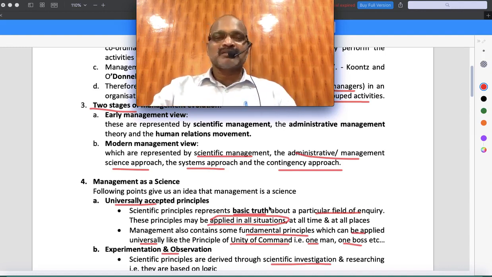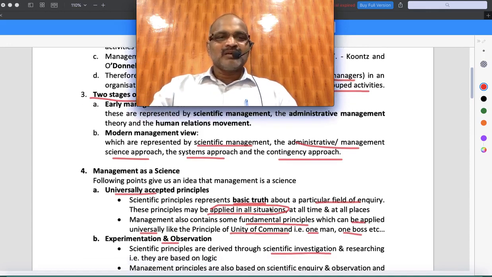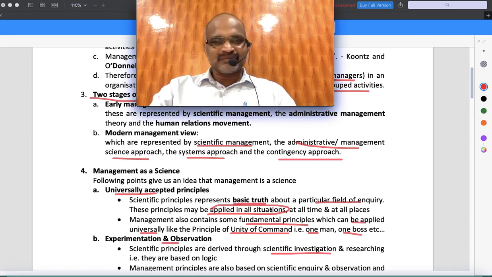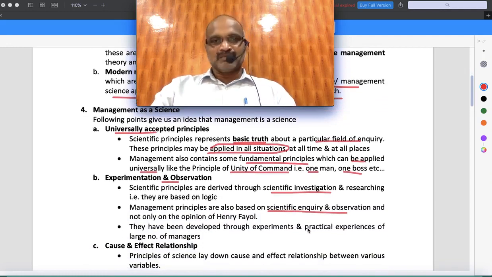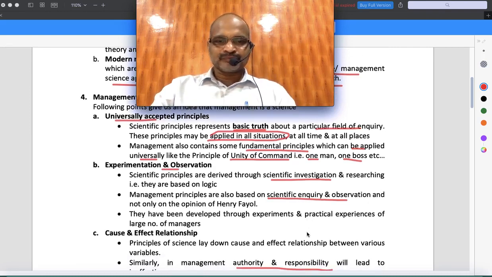Management science is what? A systematic body of knowledge. Management also has some characteristics of science. Everybody clear? Number one, just like scientific principles are accepted everywhere, certain management principles are also accepted everywhere. Clear? Next one, experimentation. Just like scientific things are experimented, management things are also experimented. Some theories, some techniques in management are also experimented.